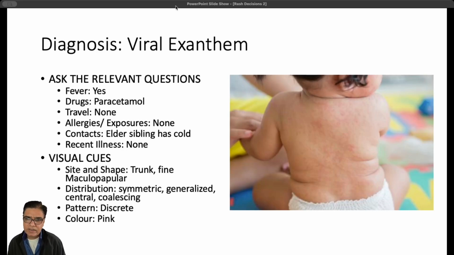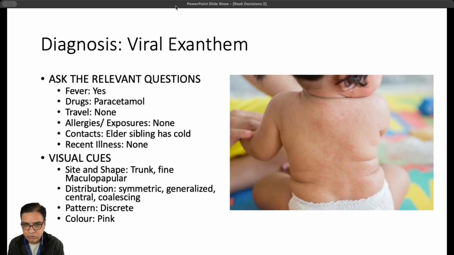As I told you earlier, in every child with a rash, always examine the oral cavity. Let's say with a similar case, if you open the mouth and you see whitish spots on the buccal mucosa, where the second molars are, then you would probably start thinking of measles. Measles is also a viral exanthem, but it's a notifiable disease.